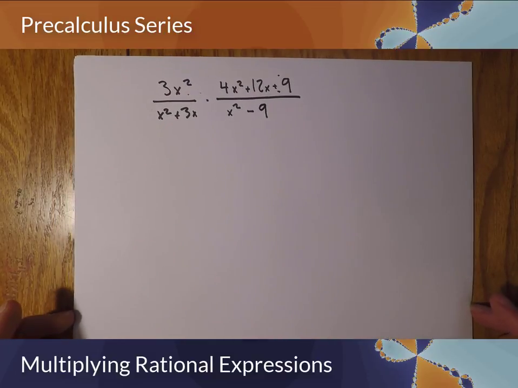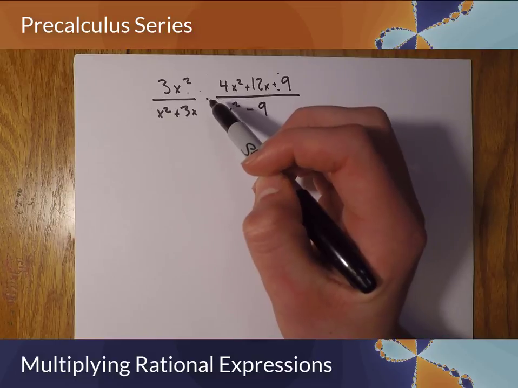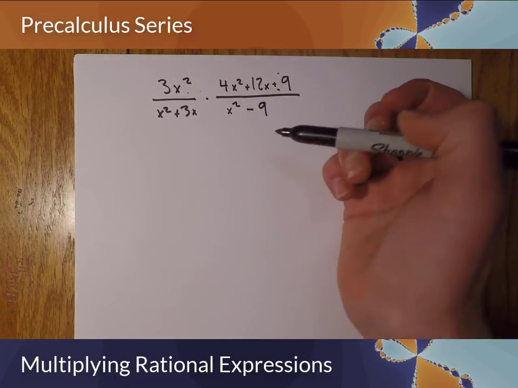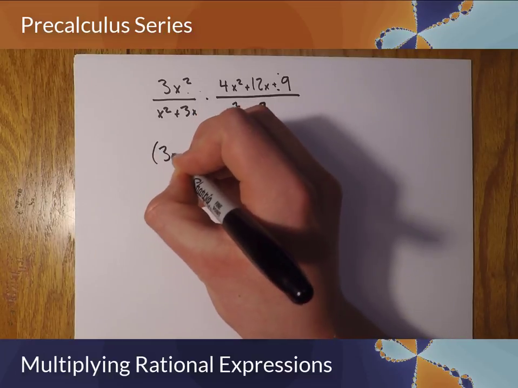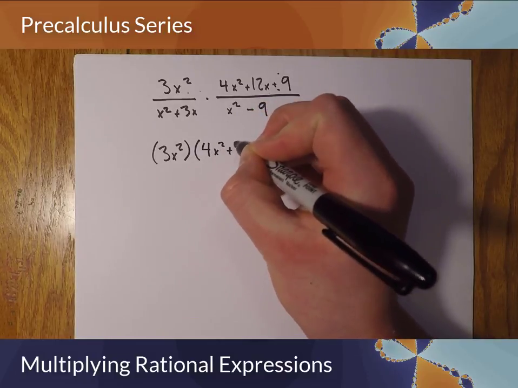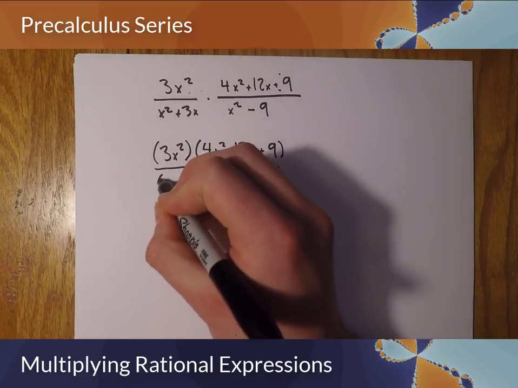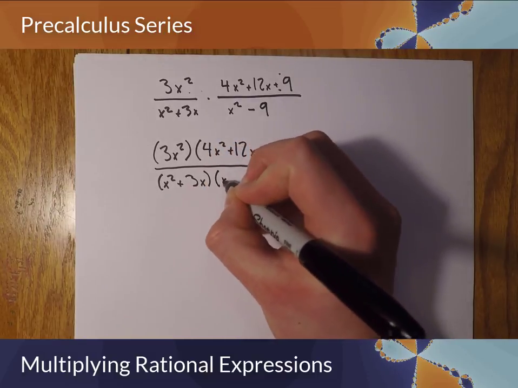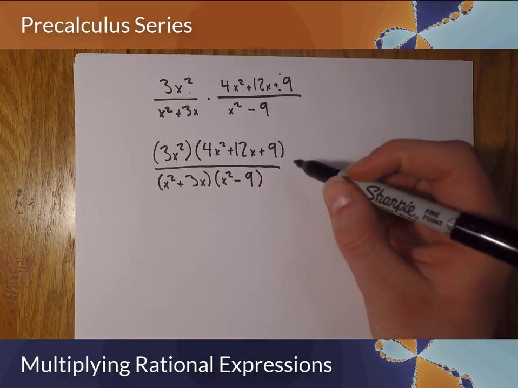So for our last rational expression, we're going to be taking 3x squared divided by x squared plus 3x, and multiply it by (4x squared plus 12x plus 9) over (x squared minus 9). So, just like we've done in the previous examples, we multiply across the numerator and the denominator like this. And now what we do is we simplify. So instead of expanding, we simplify.